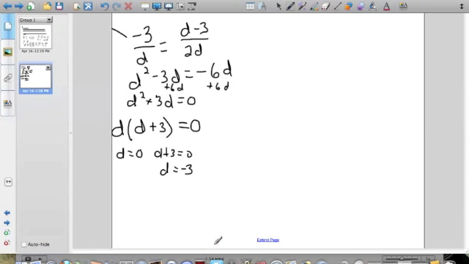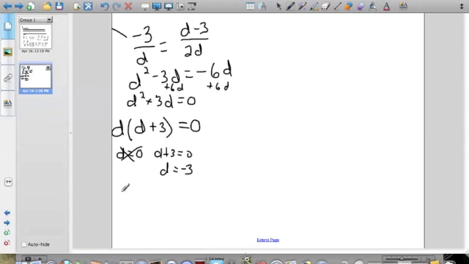Now I need to check my solutions. Now the nice thing about 0 when I'm dealing with fractions, anytime I put 0 into a denominator, it's going to make it undefined. So negative 3 divided by 0 is undefined. So this is an extraneous solution. 0 will not make it work.